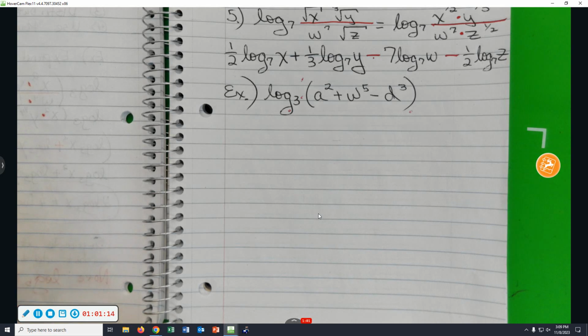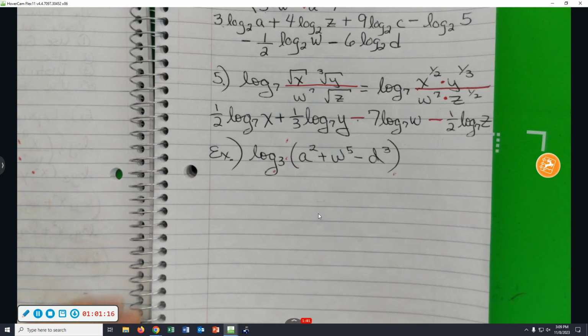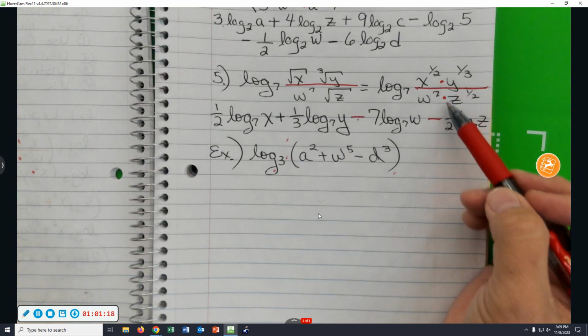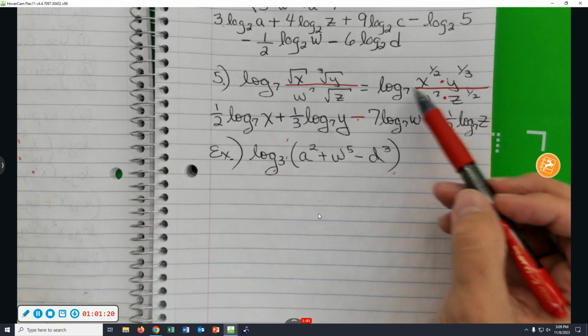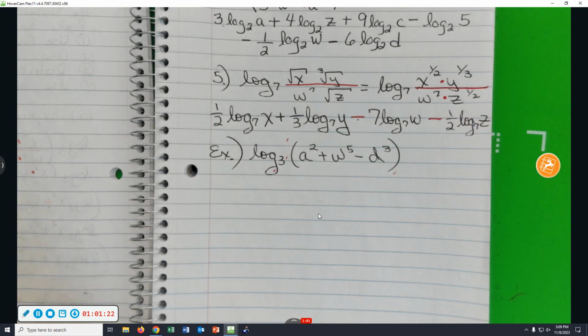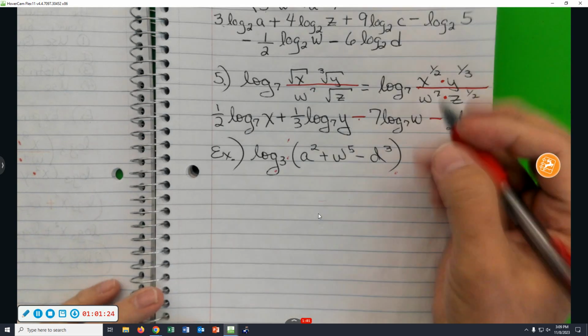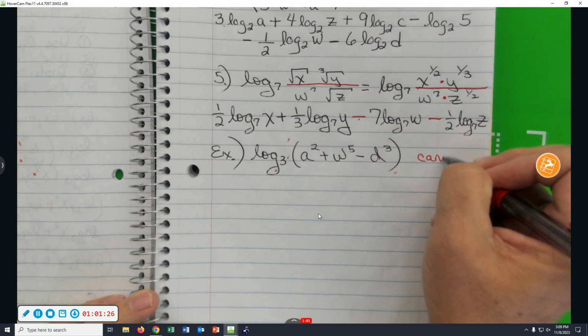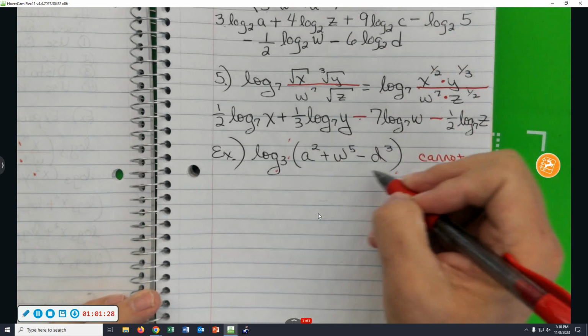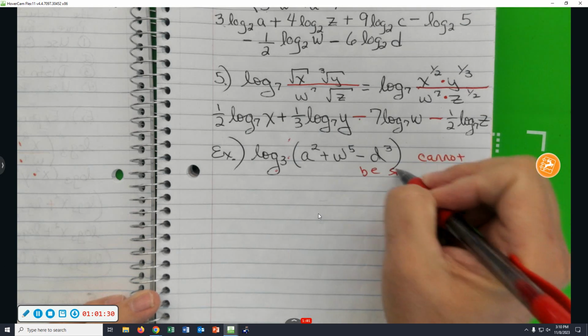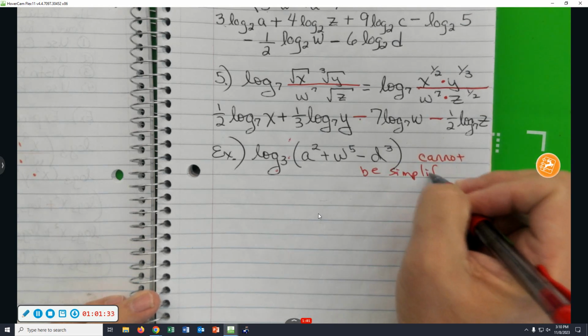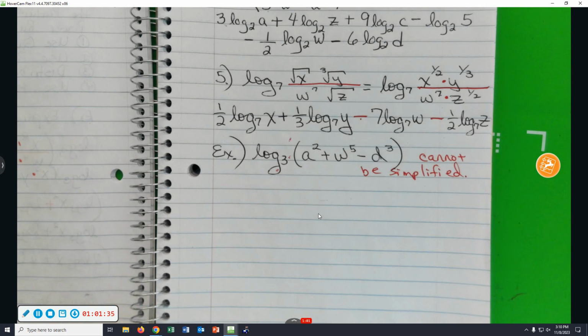You can only separate. Can I put the red dots there? Can I put the red dots or the red fraction bar? It can't be separated. Cannot be. I think the option they're using is "cannot be simplified." That's what option D said on the multiple choice.